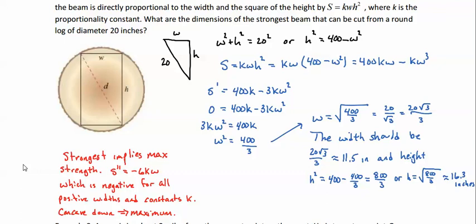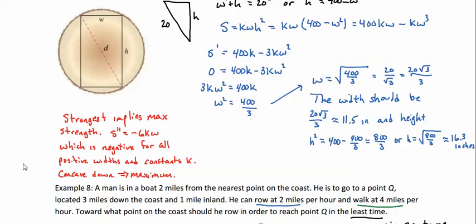The h squared is 400 minus 400 over 3. That's 800 over 3 in total. But that's h squared. Take the square root of both sides. h equals the square root of 800 over 3, which is 16.3 inches. Now the strongest implies a maximum strength. My second derivative is minus 6 k w, which is negative for all positive widths and constants k. Concave down, negative, tells us it's going to be a maximum.